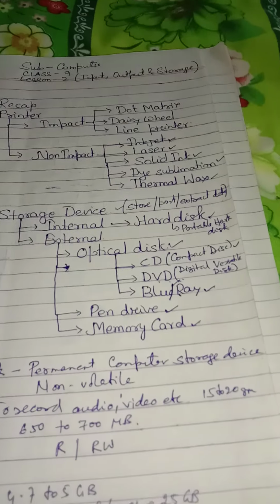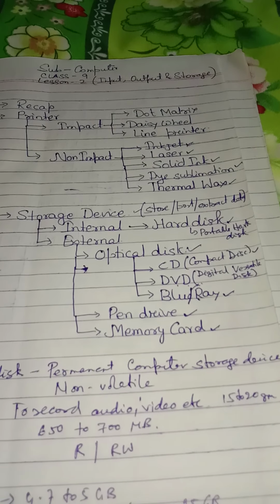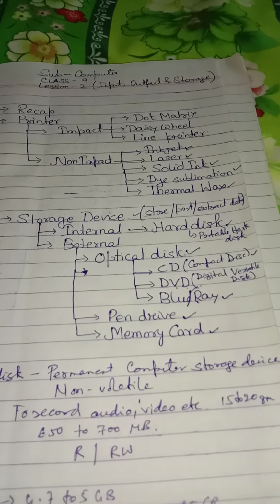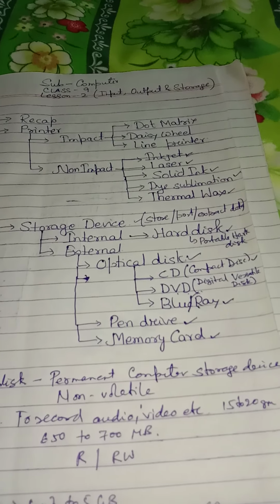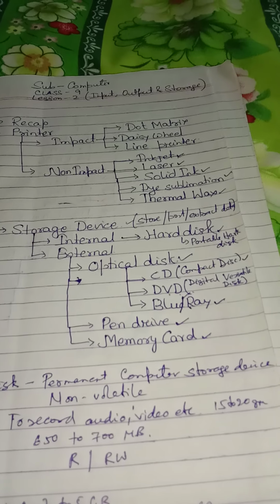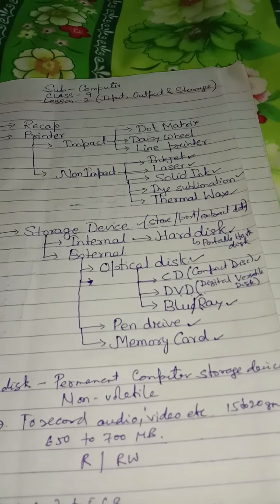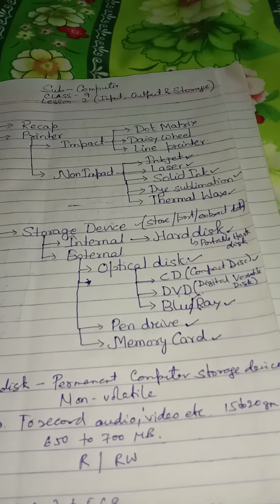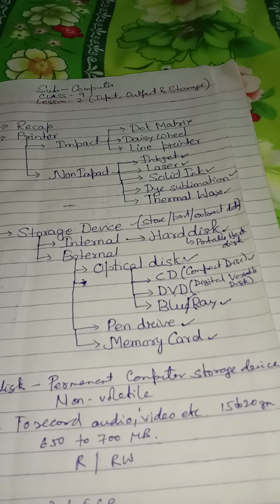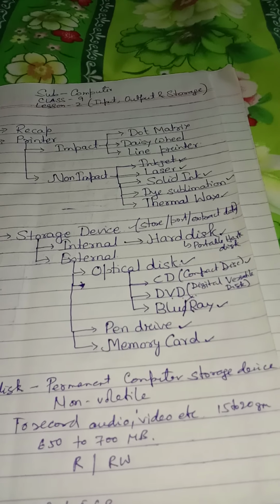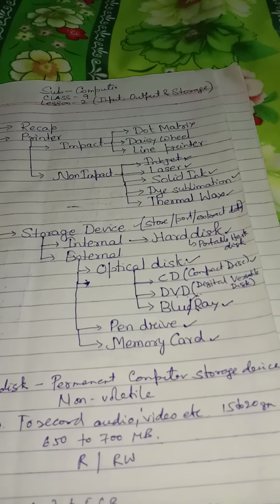So here we have completed the storage device. We have discussed what a storage device is, and the different types of storage device, internal and external. In the internal storage device, we discussed the hard disk, internal and external. Then we discussed the external storage, the different types like optical disk, which is classified into CD, DVD, Blu-ray disc. We have also discussed the pen drive and the memory card.